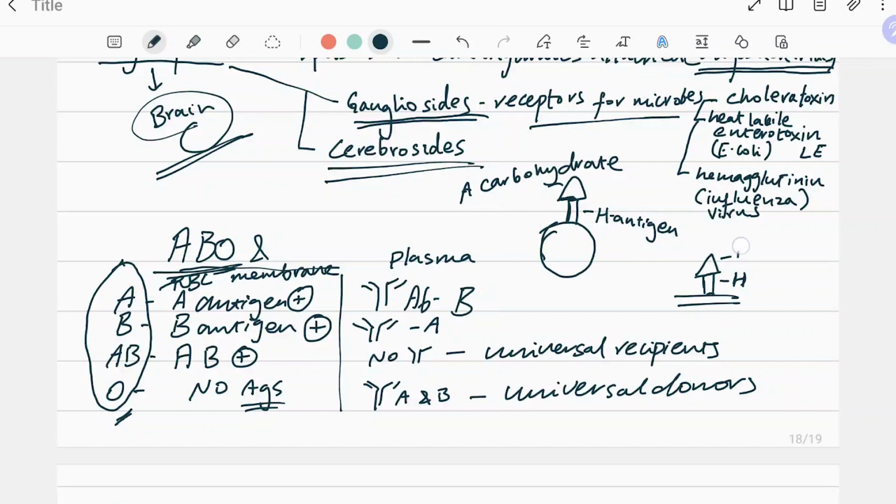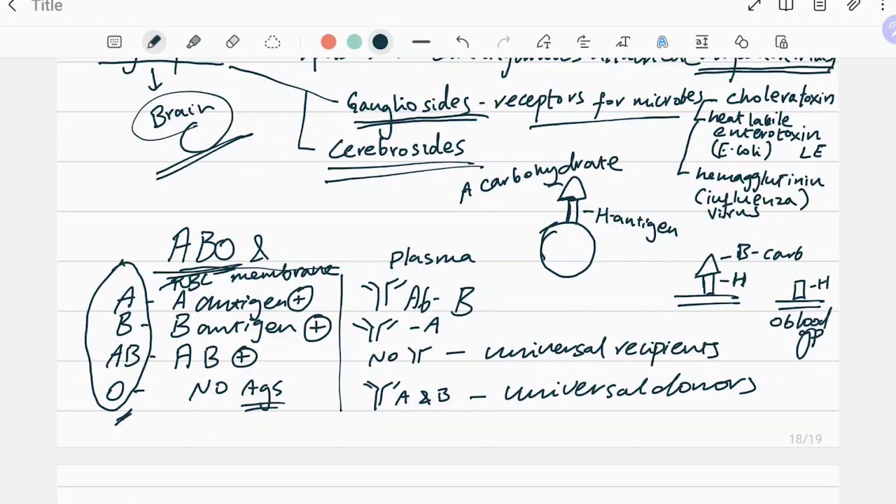Or if it is B carbohydrate, now what do you get? B blood group. And if you don't have any A or B, this is just H antigen, naked head, no cap on it, then you have got O blood group.